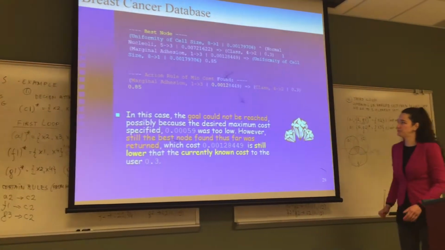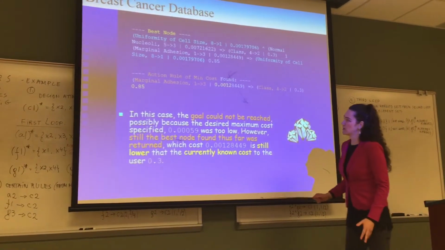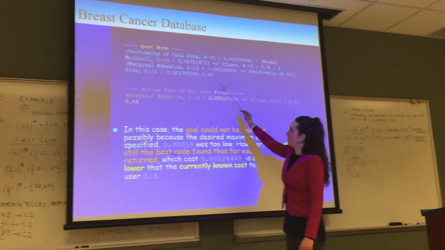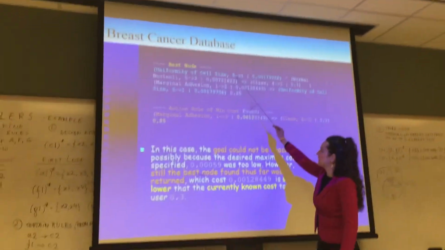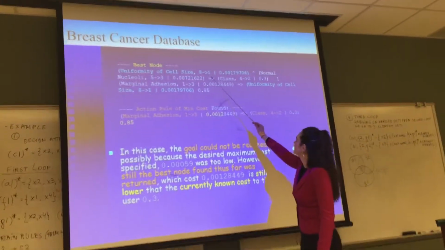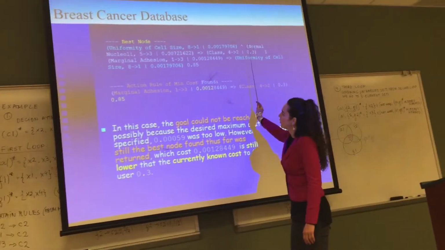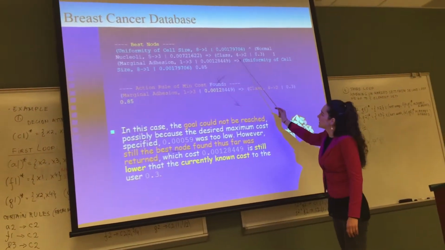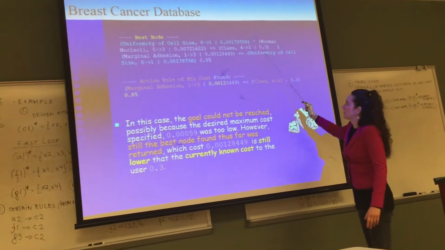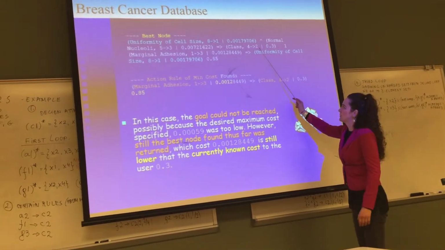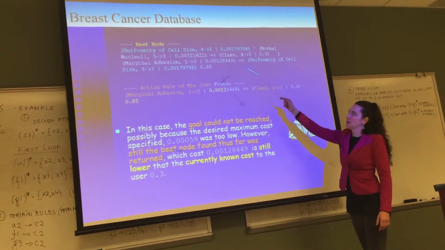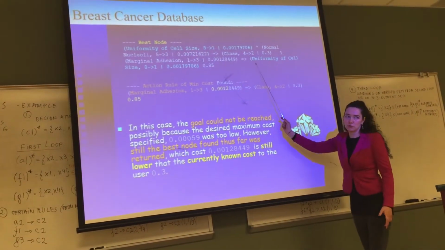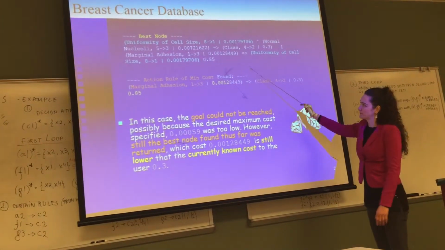This is a breast cancer database. This is an example action rule. Uniformity of cell size will change from 8 to 1, and the normal nuclei from 5 to 3. Then the class will change from 4 to 2. So let's say this is malignant, this is benign. So this is what needs to happen in order to cure this tumor. That's what this rule is saying.